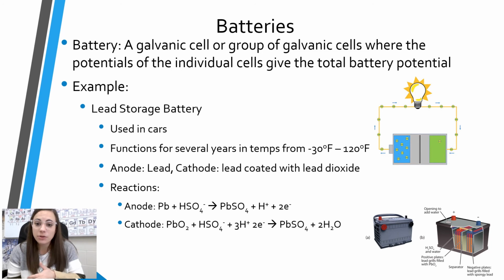So an example is something called a lead storage battery. That's the battery that would be in your car. So they're specifically made to function for several years at a wide variety of temperatures. The anode is lead and the cathode is lead that's been coated with lead dioxide. And so you can see those two reactions that are happening at both the anode and then the cathode. And it's that chemical redox reaction that supplies the energy that then your car uses to run.